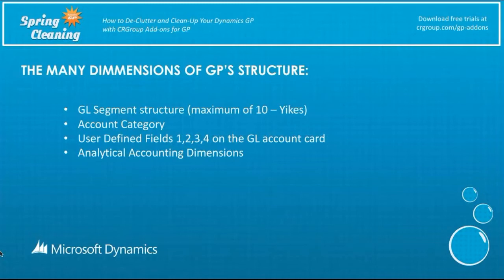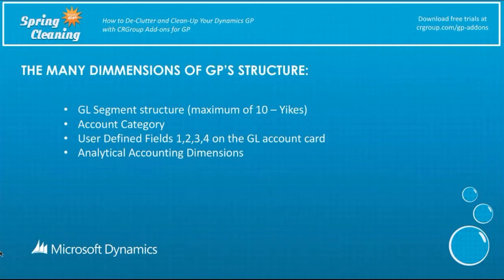So once we've figured out the good reasons to do this, we step back and say, okay, what options are available for us in GP? And we like to start here with the structure of GP. And as you know, inside that GL segment structure, you could set up as many as 10 different segments in the GL. We're never going to recommend that.